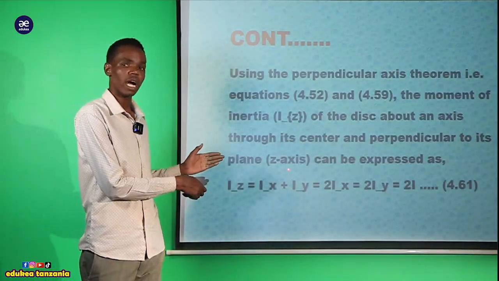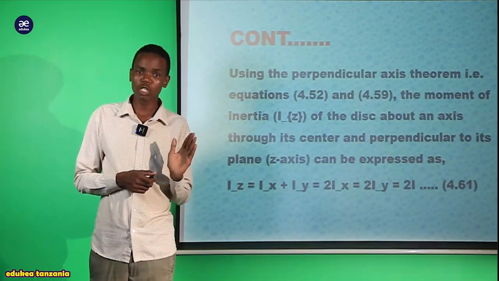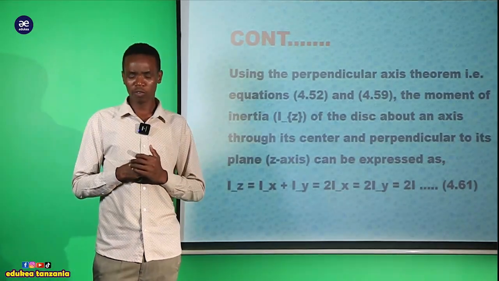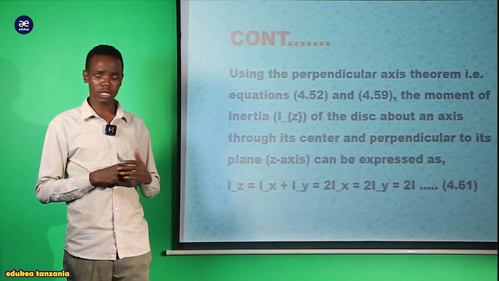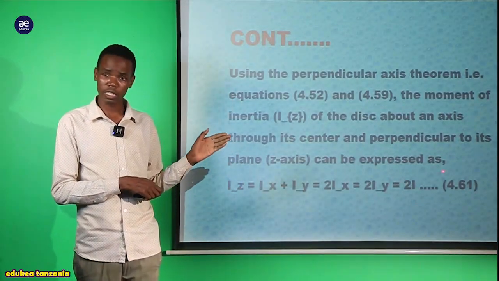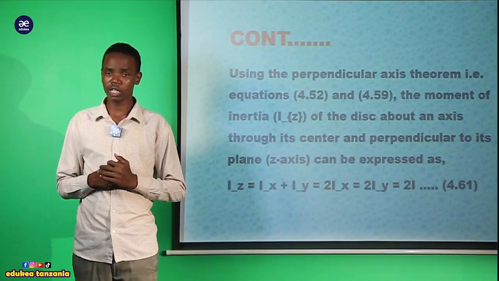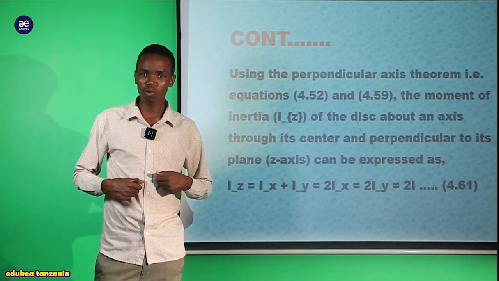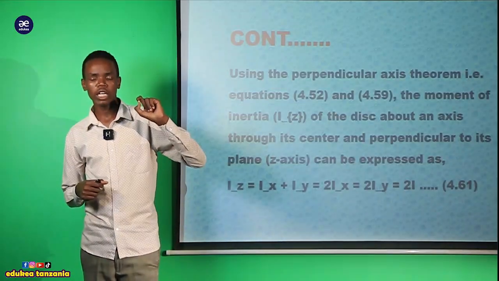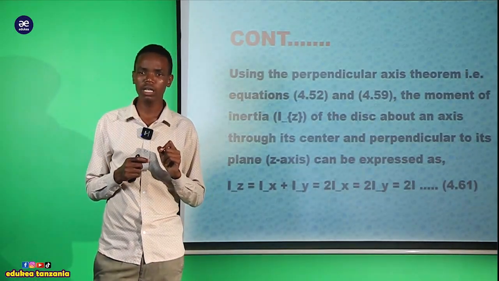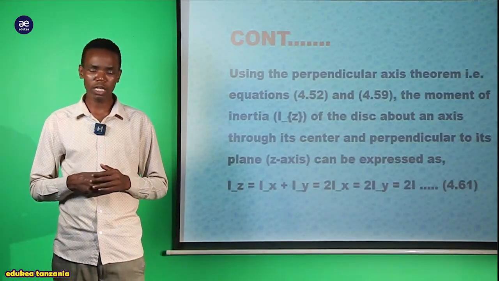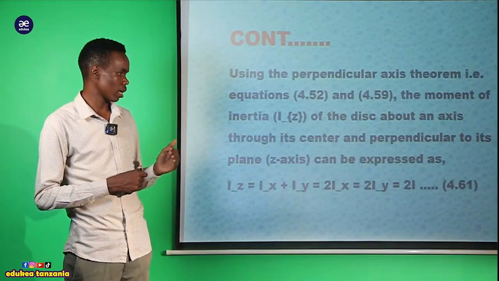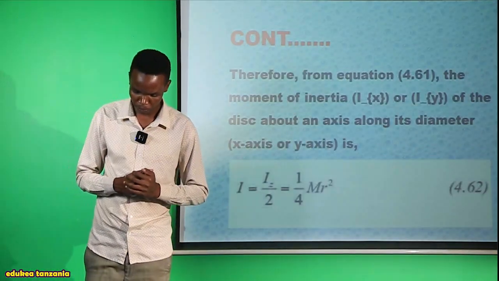Now because these are similar, we can say that the moment of inertia along the z-axis must be equal to 2 times the moment of inertia along the x-axis, or equal to 2 times the moment of inertia along the y-axis, which is equal to 2I. Now we can conclude by saying that the moment of inertia along the z-axis must be equal to 2 times the moment of inertia as we observe. So this should be equation number 61 for our fourth topic.